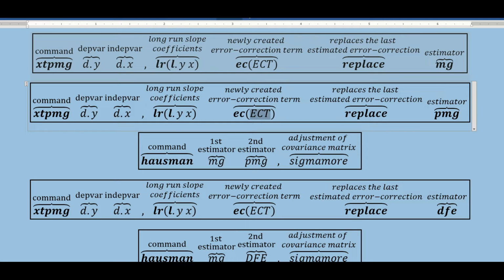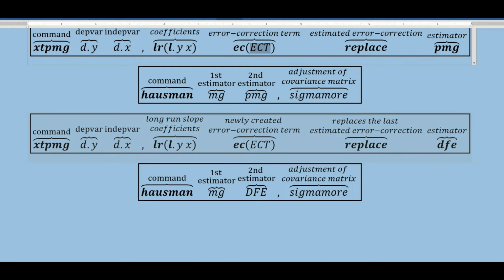And finally, the estimator that we are estimating. Here we are estimating MG, and then we can estimate PMG. As you can see, the remaining things are the same. Once we have estimated these two, we can compare between them, the one which is more efficient. For that, we have the Hausman test. The command says hausman. MG is the first estimator, PMG is the second estimator, and then this keyword sigmamore is basically for the adjustment of covariance matrix. Once we conduct this, we will be able to get the results and compare which one of these is more efficient.